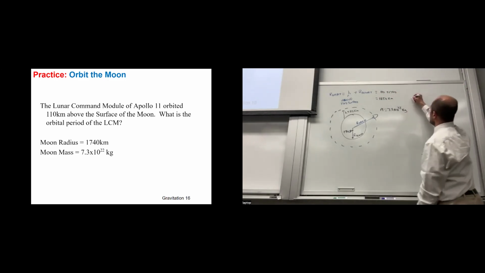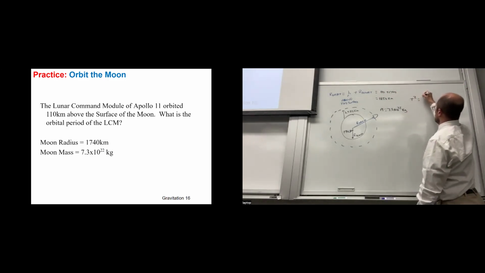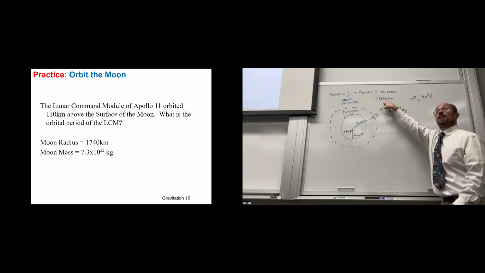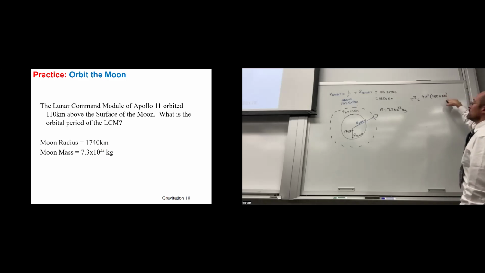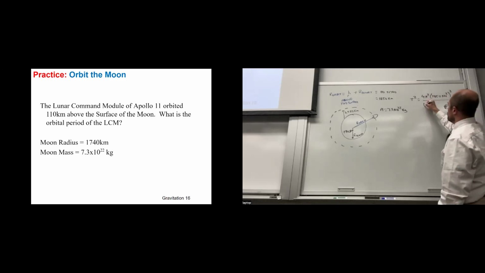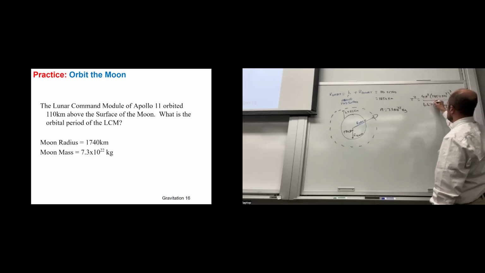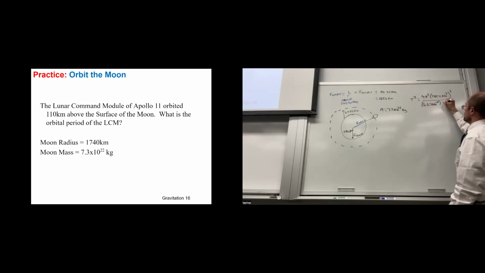So if we want to get our period, we know that period squared is 4 pi squared. Now we can't put in kilometers. We need to put this in meters. And we know that it's 10 to the 3 when we move it from kilometers to meters. And then we cube that. And then that's over our 6.67 times 10 to the minus 11. And then it's times the 7.3 times 10 to the 22.